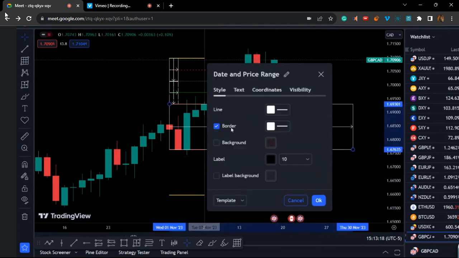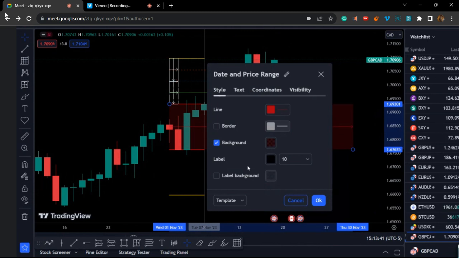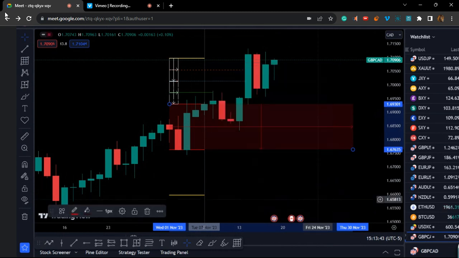Now uncheck border. Check background. Now go to the top, to where it said the line at the top, and make that line red. Now look at the opacity. Actually, you can leave it like it is. Now press OK. So this is perfect right here.